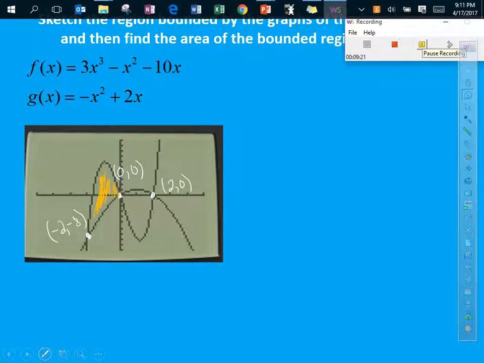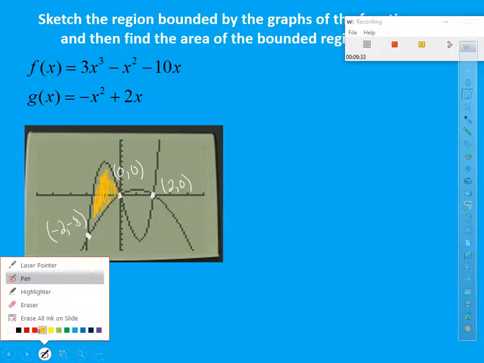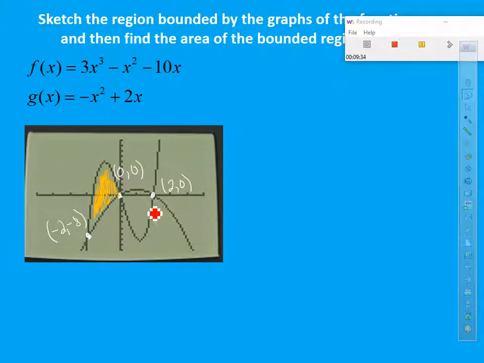Sorry about that, the PowerPoint froze up, so I might repeat myself. Notice that here's an area right here that we need to find. And there's a second area right here that we need to find.